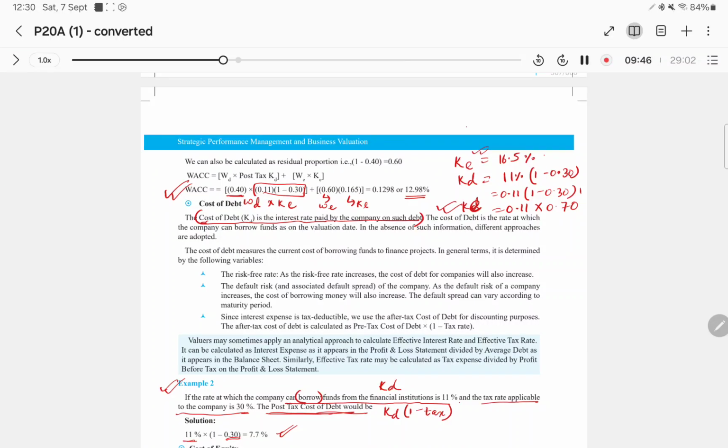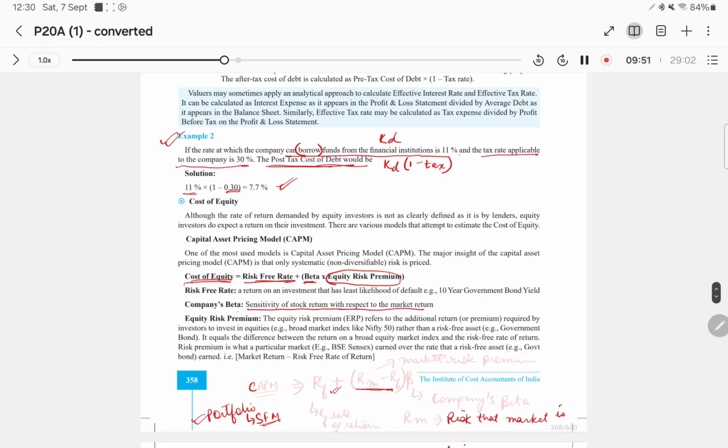Now one of the most important MCQ-based questions which comes in the exam very frequently is the CAPM model. So the CAPM model basically has a formula, that is RF, the risk-free rate of return, plus RM minus RF into beta factor. So what is RF? RF is the risk-free rate of return. RM minus RF is the market risk premium.